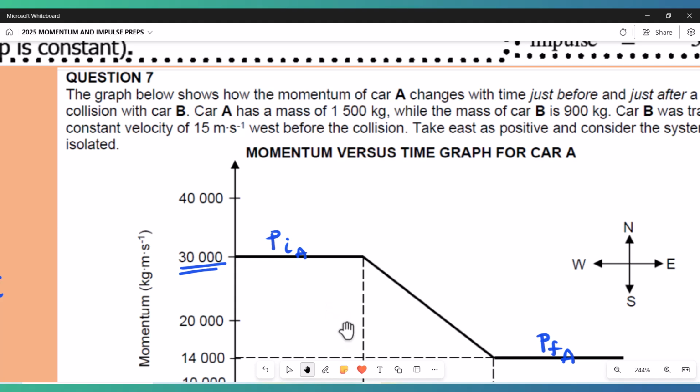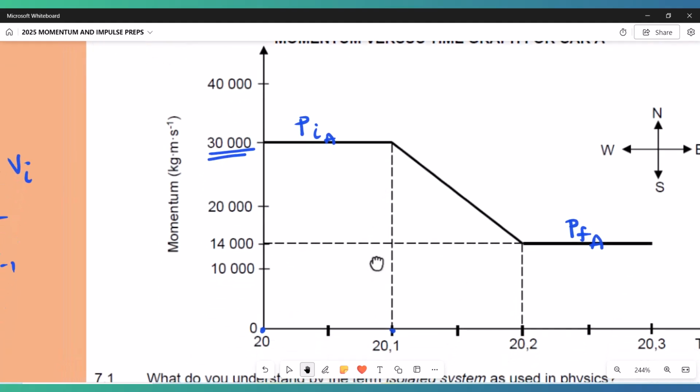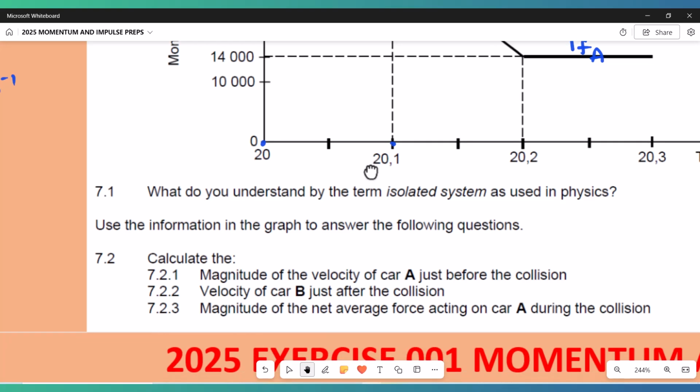So what else do we need? Calculate the velocity of car B just after the collision. For car B after the collision, I must use conservation of linear momentum, which is in video 2. So I'm skipping this one for now. But you can subscribe and watch our video 2, which is coming soon.